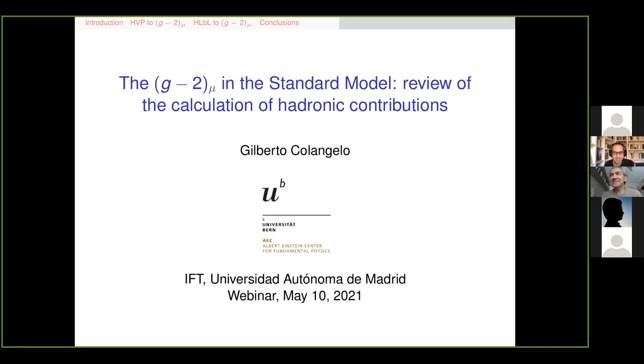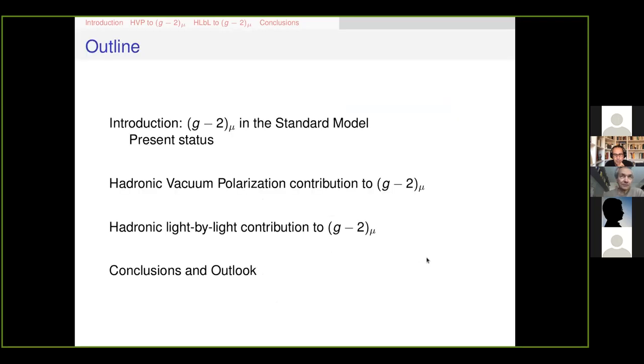Thank you very much, Carlos and Gregorio, for the invitation. It's a pleasure to be here, to visit you virtually. And yes, I will give a review of the standard model calculation of g-2, in fact, mainly of the hadronic contributions. So here's the outline, and very simple. After an introduction, I will come to the main two contributions, which generate most of the uncertainty: hadronic vacuum polarization and hadronic light by light. And finally, present the conclusions and an outlook for future developments.